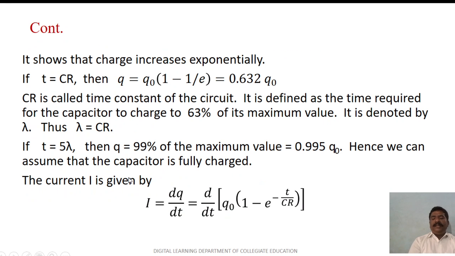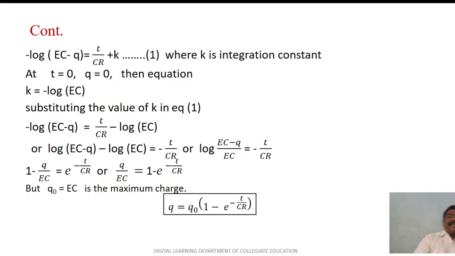So the maximum amount of charge that can be stored in the capacitor, given the potential E across the capacitor, is E into C. It is the maximum charge in the capacitor, so Q naught is equal to EC. Substituting Q naught equal to EC, Q is equal to Q naught (1 minus e to the power of minus t divided by CR) is the expression for the charge on the capacitor, the charging condition of a capacitor.